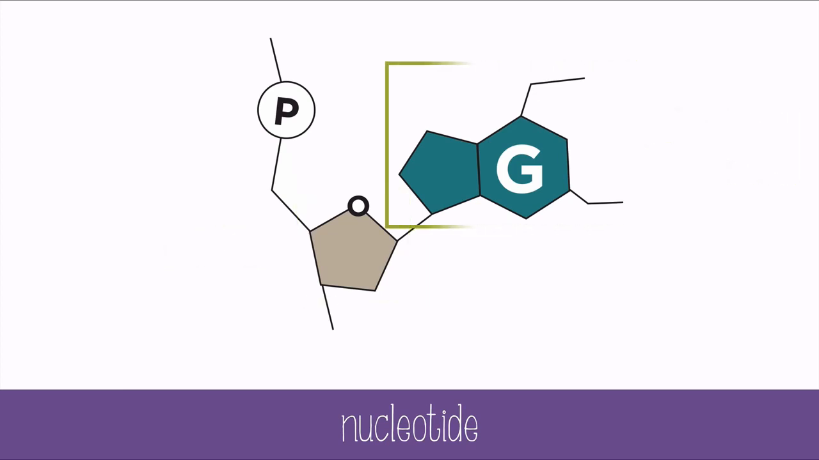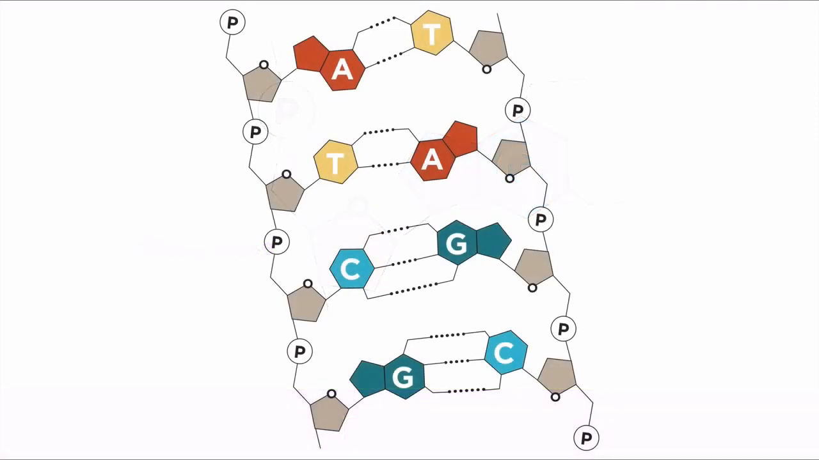In DNA, the name of the sugar is deoxyribose, which is part of DNA's name, and there are 4 nitrogen bases in DNA. The bases are thymine, adenine, cytosine, and guanine.